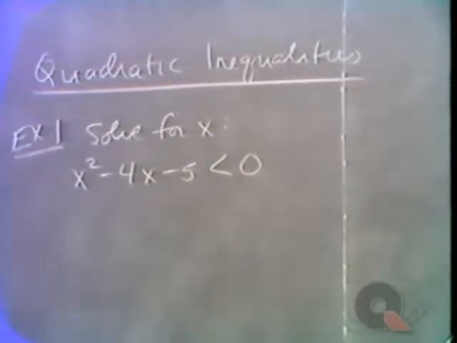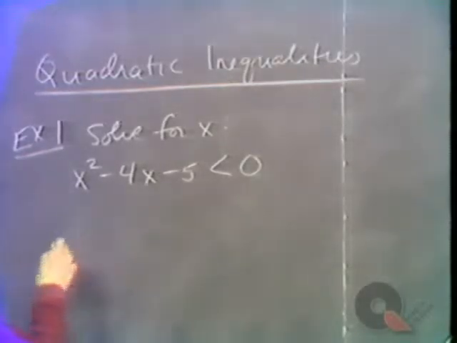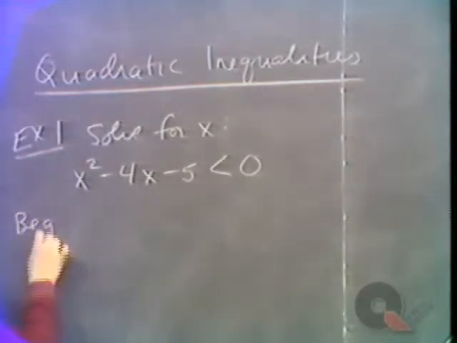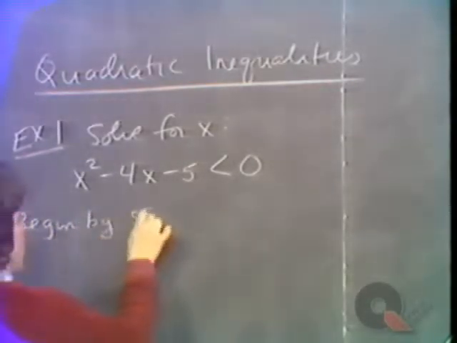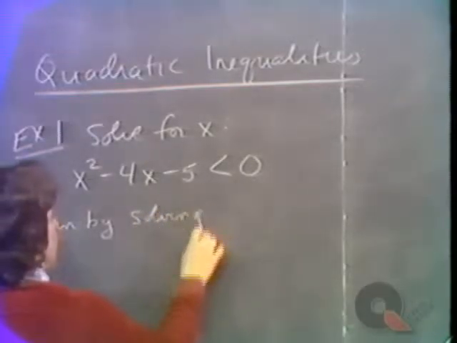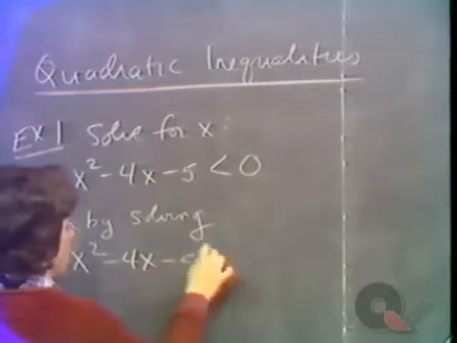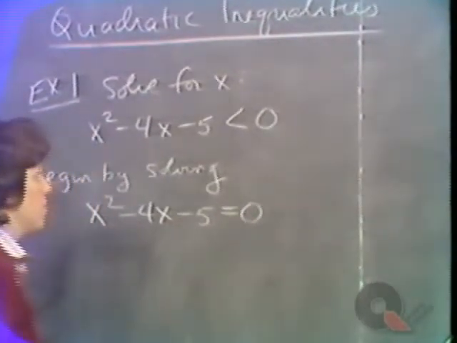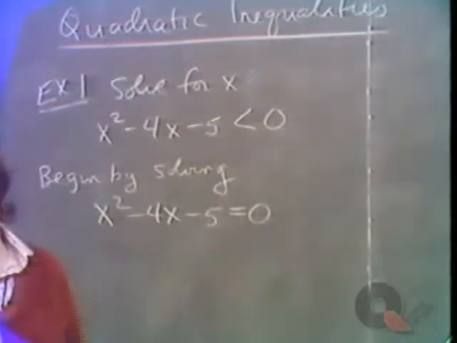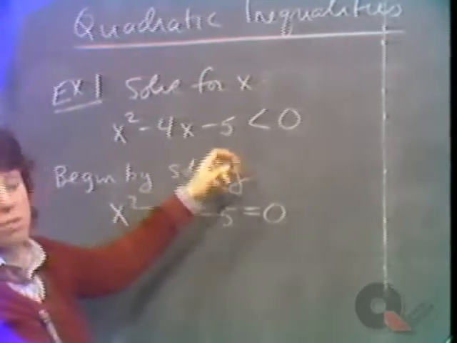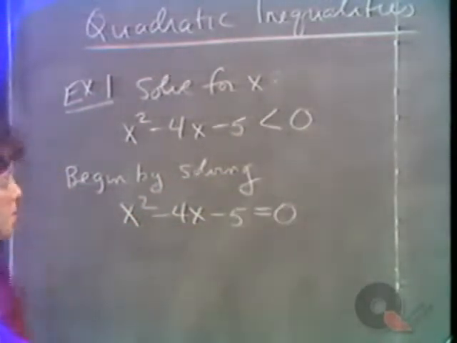Okay, now we're going to begin by solving the equation x squared minus 4x minus 5 equals 0. First, I want to figure out when this quantity is equal to 0. That's going to help me determine when it's negative.